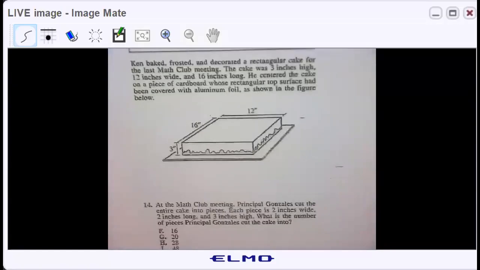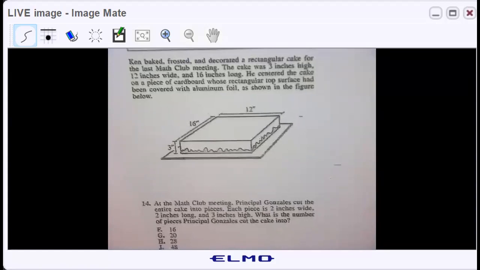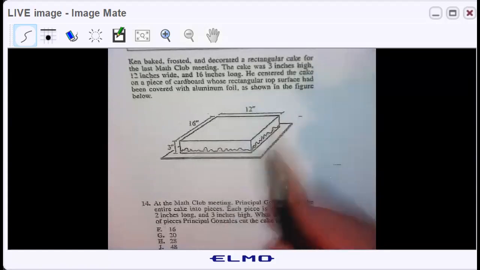I know it might be a little hard to read, but I'll read off the word problem to you. It says, Ken baked, frosted, and decorated a rectangular cake for the last math club meeting. The cake was 3 inches high, 12 inches wide, and 16 inches long. He centered the cake on a piece of cardboard whose rectangular top surface had been covered with aluminum foil as shown below. So again, in a lot of these pictures we've been covering, the picture really says it all.